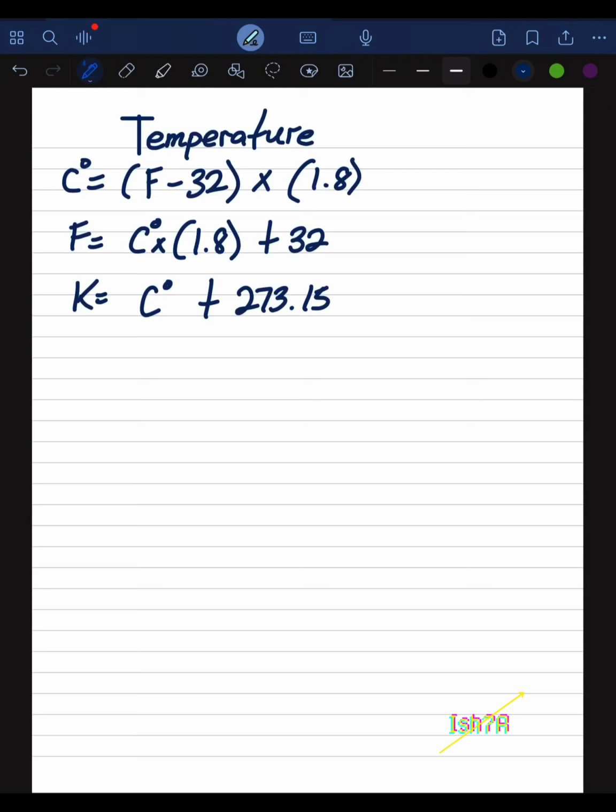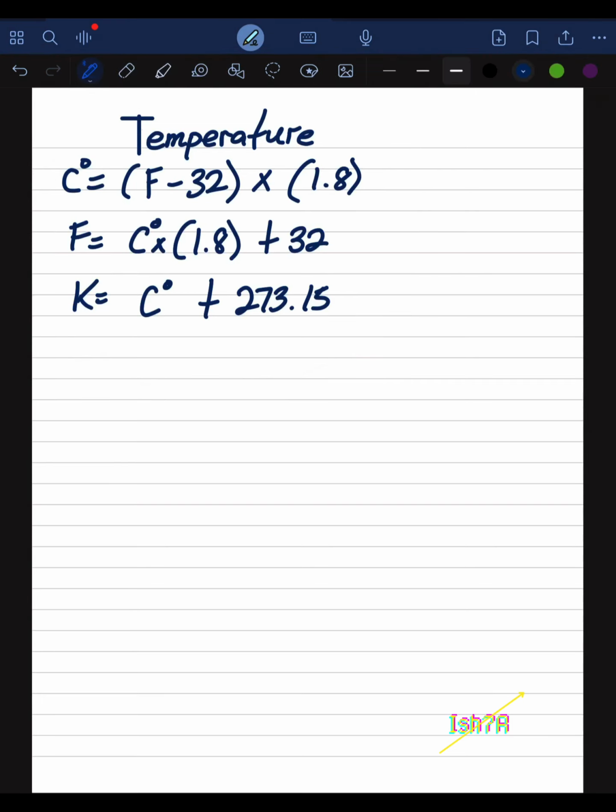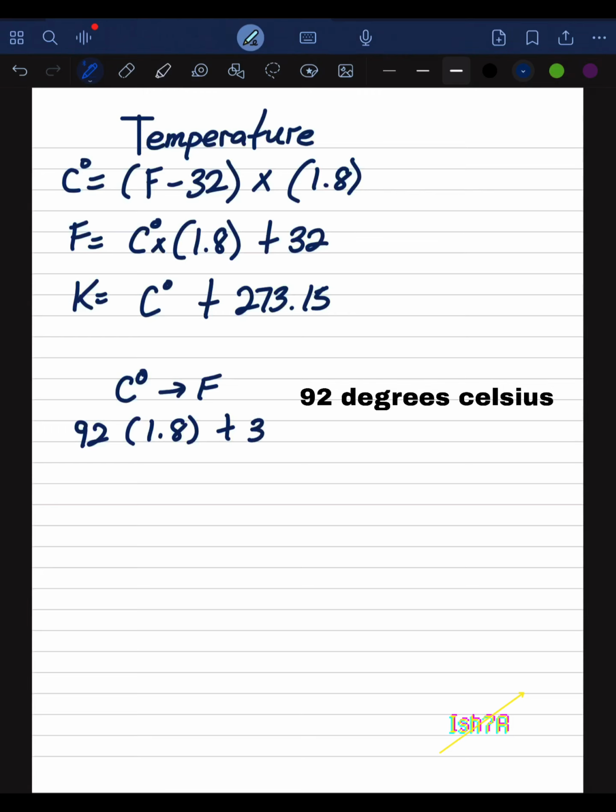Continuing with temperature conversion exercises, here are a few useful formulas. Let's begin by converting Celsius to Fahrenheit. If we begin with 92 degrees, according to the formula, what we have to do is multiply it by 1.8, then add 32, and that will be equal to 197.6 Fahrenheit.